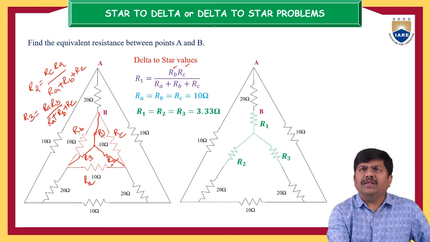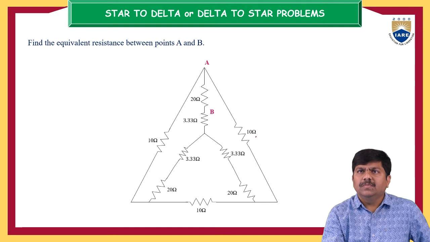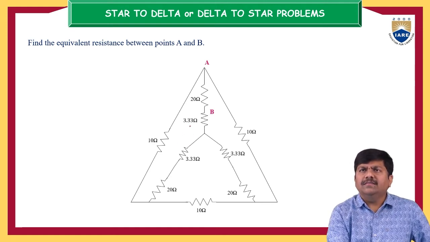Substituting the values, R1 is 10 into 10 divided by 10 plus 10 plus 10, that is 100 by 30, which is 3.33 ohm. Since all the sides of the delta are the same, R1, R2, R3 are also the same, 3.33 ohm. So finally the delta is gone, replaced with the equivalent star, whose sides are 3.33, 3.33 and 3.33.